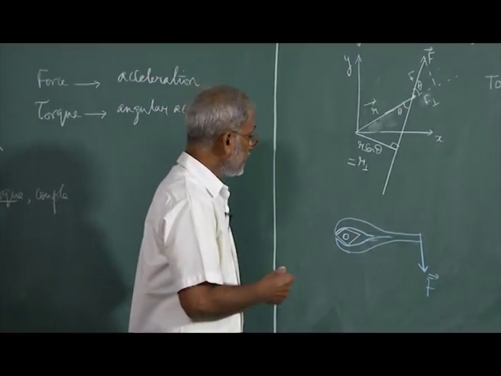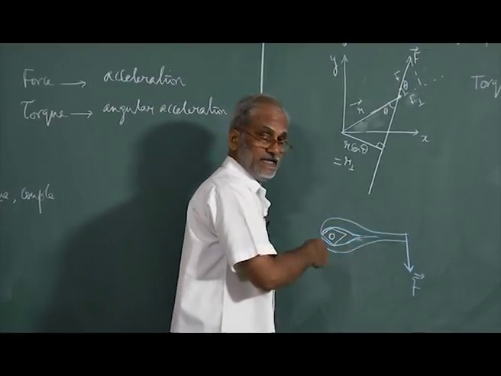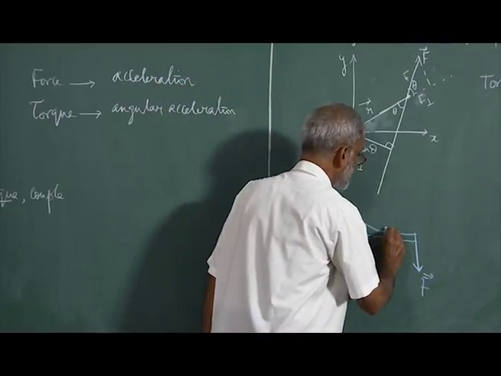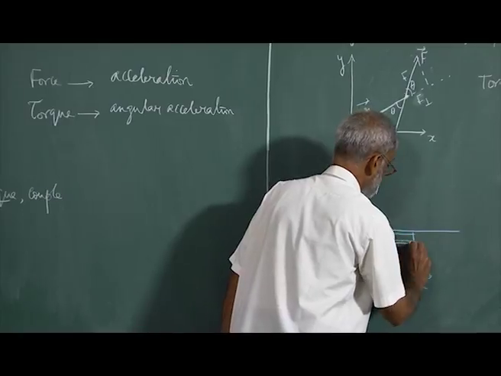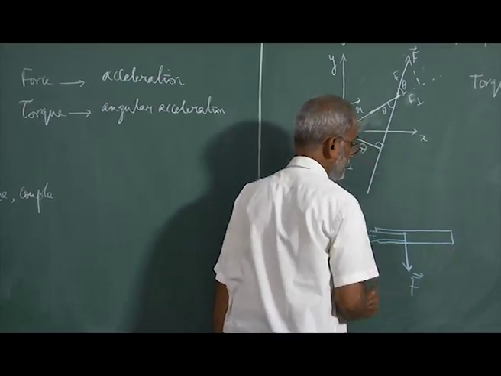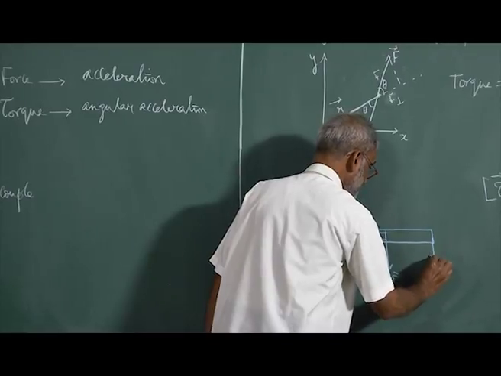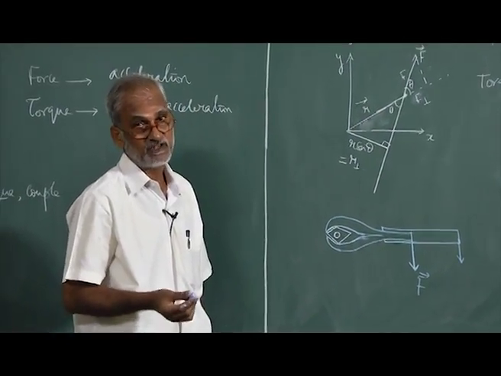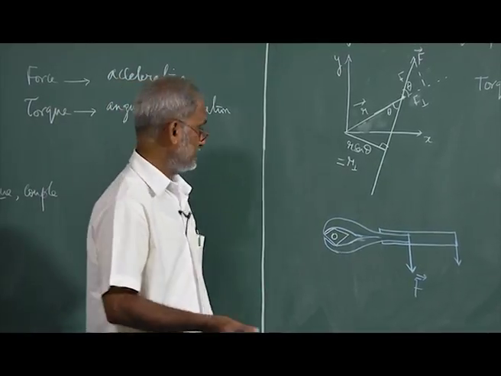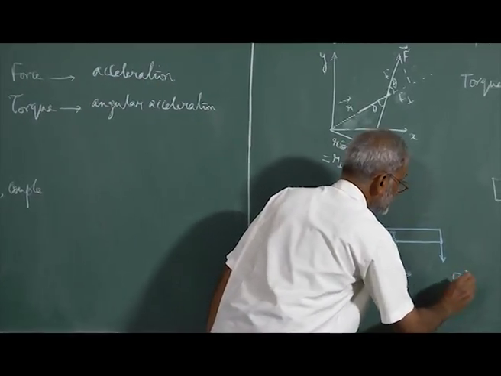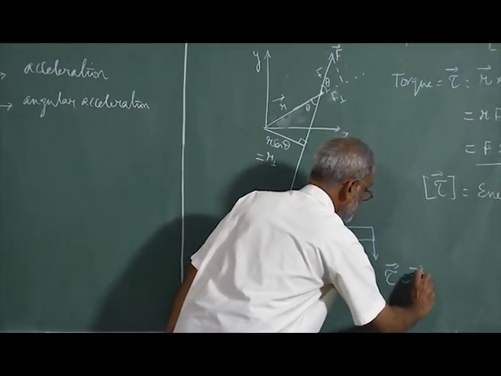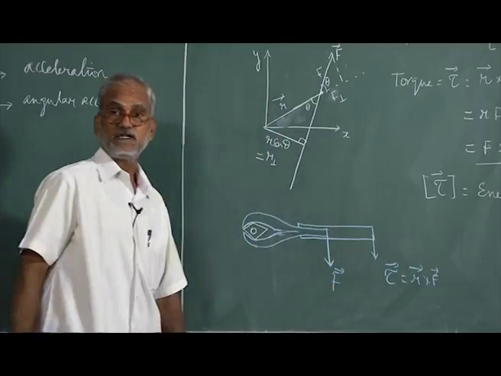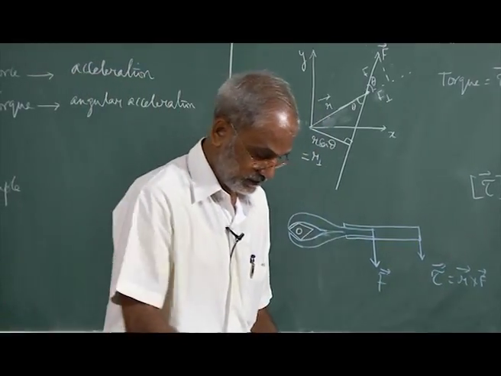If I want to do it in an easy way, what I need to do is slide a pipe of considerable length over the spanner, then apply the force. Even less force is sufficient because tau is r cross F. Since I am increasing r, tau is equal to r cross F. If I have a long arm, even less force is sufficient.